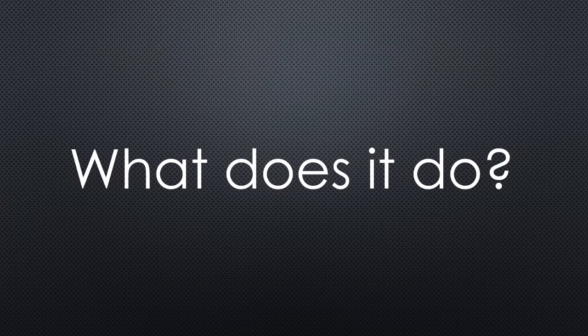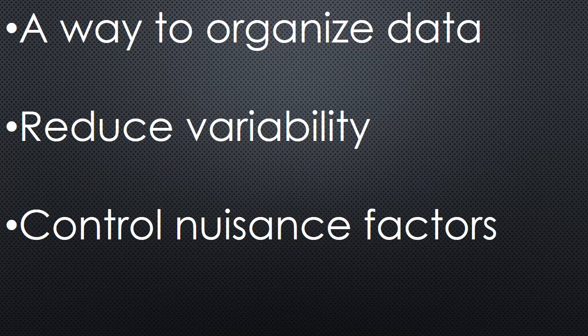So, what does it do? Randomized block experiments is a way to organize data into blocks, hence the term blocking. And thus you could reduce variability and you can control nuisance factors, such like people who don't use their turn signal, or your roommate, or people who chew on popcorn too loudly in the movie theater.